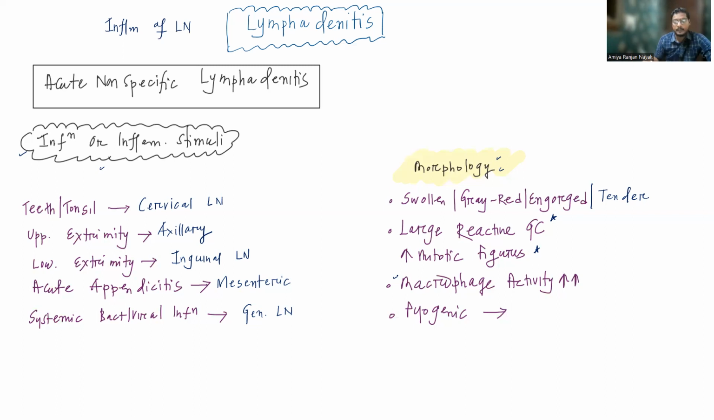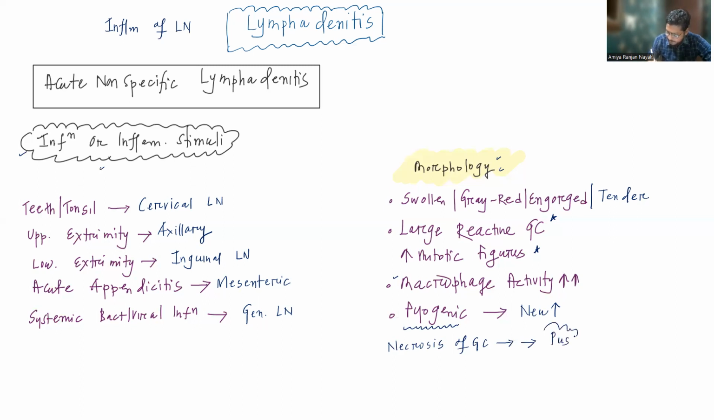If this infection is caused by pyogenic organisms like Staphylococcus aureus, you are going to find increased neutrophils inside the lymph nodes. Also, there can be necrosis of the germinal centers. And ultimately, this can result in the formation of pus.